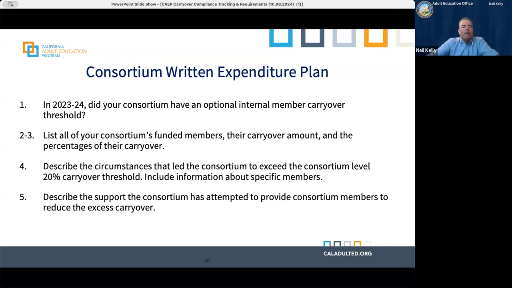Question 5, describe the support the consortium has attempted to provide consortium members to reduce the excess carryover. This would be your internal support, or if you've reached out to TAP in the past. So this is your opportunity to provide the state some background on what kind of technical assistance, whether you're having your monthly meetings or some kind of direct intervention with certain members. Maybe you've reached out to TAP, maybe there could be any number of instances where you provide that support to that member or members to reduce the excessive carryover. Next slide, please.